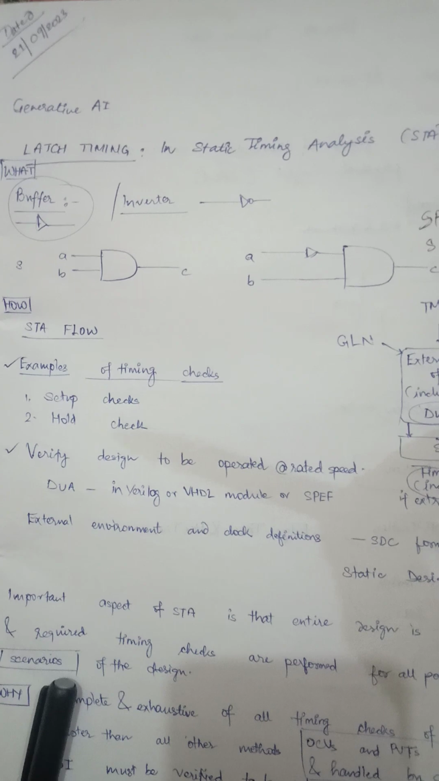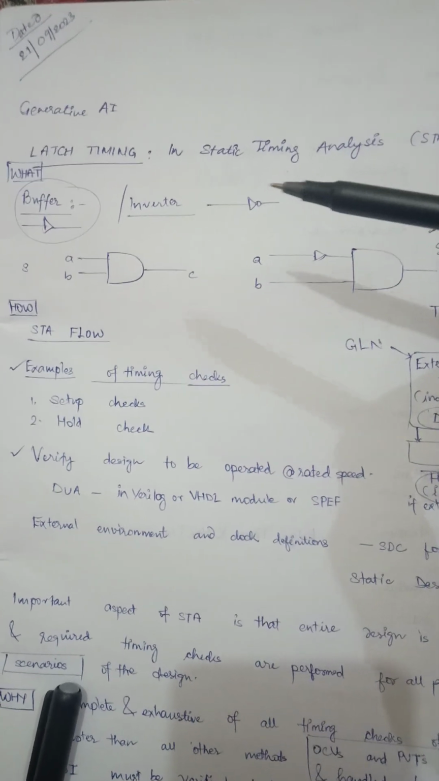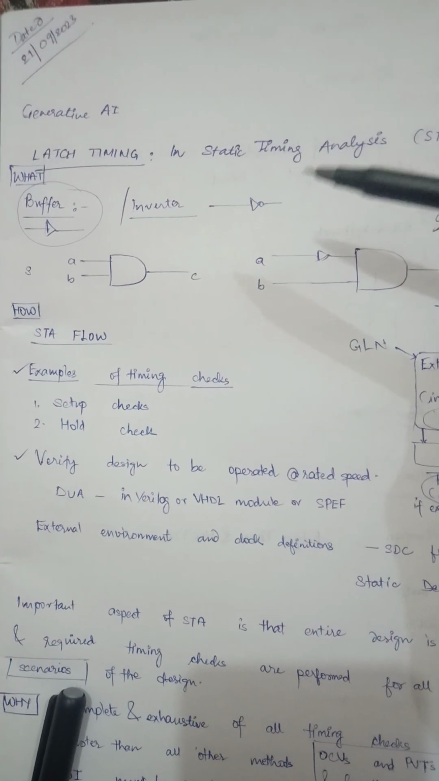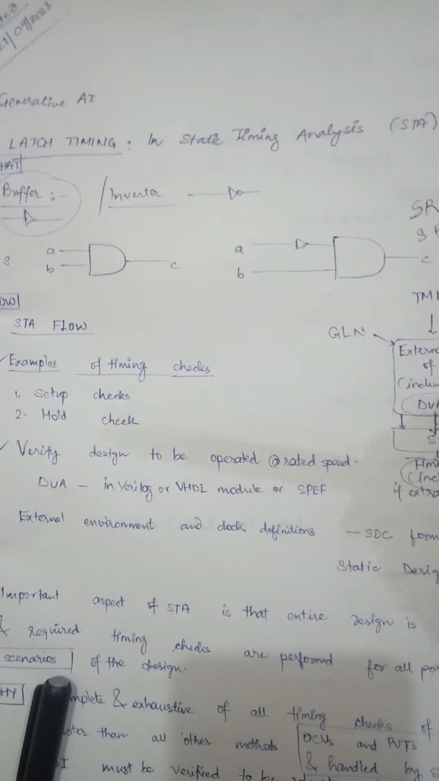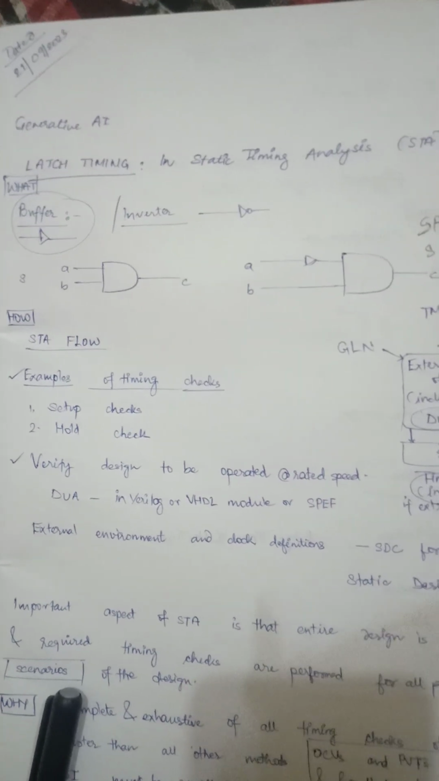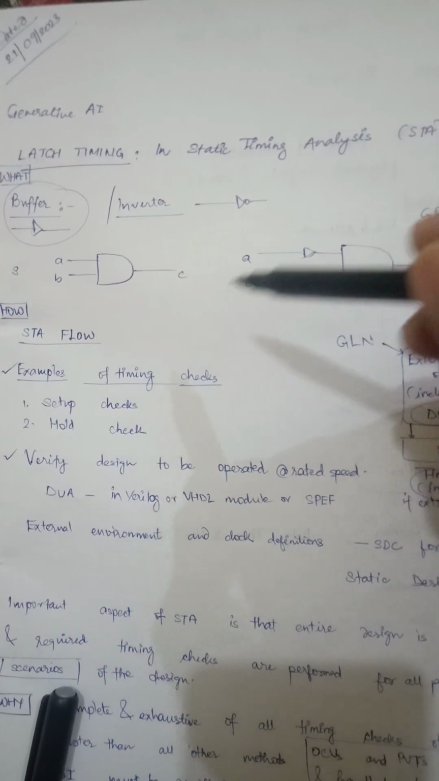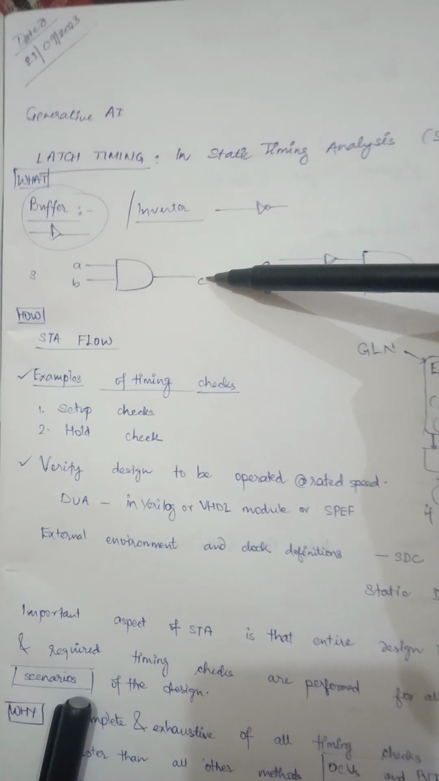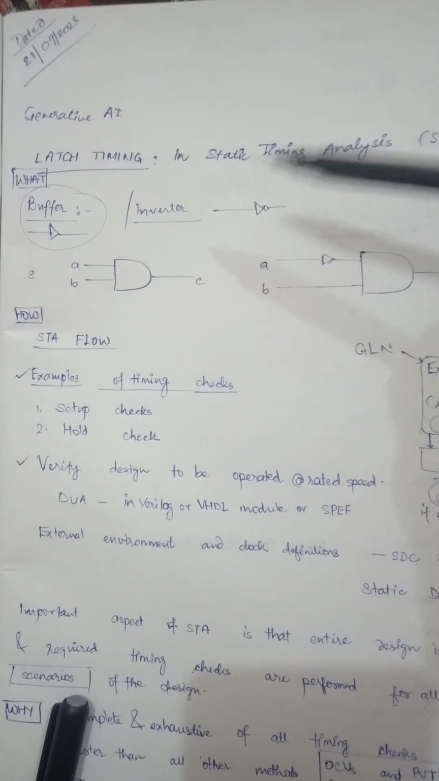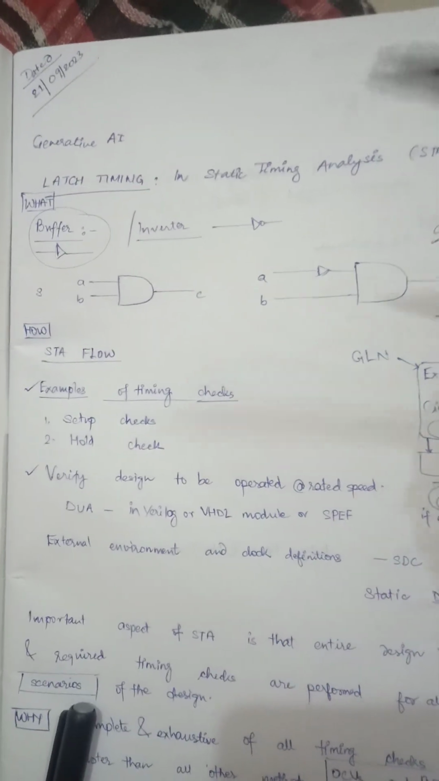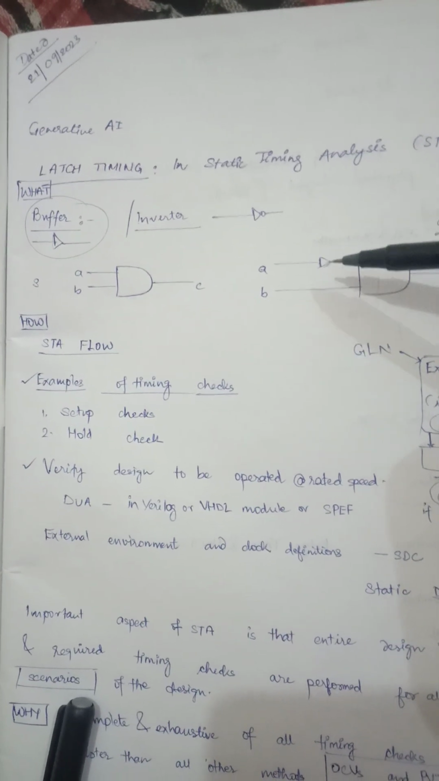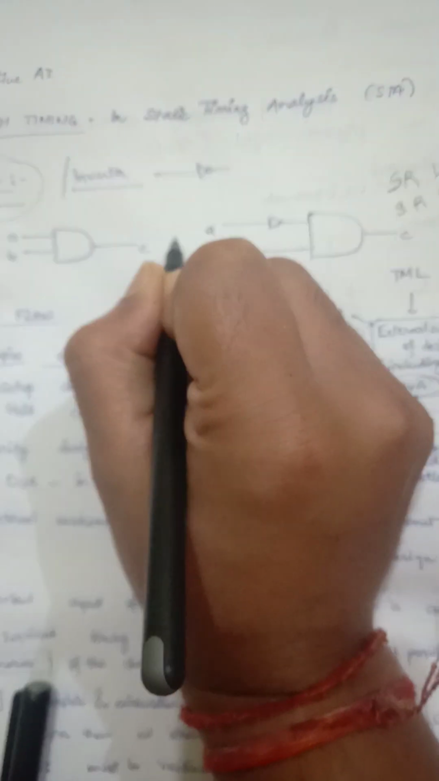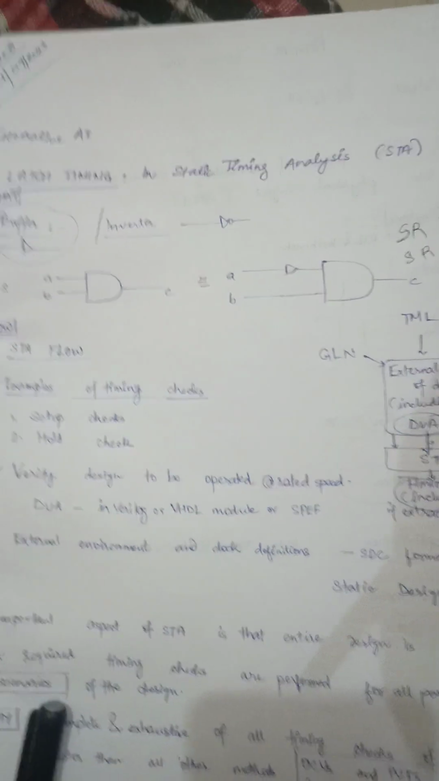Suppose we are taking a buffer or an inverter. In a buffer, the output is the same as the input, but in an inverter the output is the inverse of its input. When two inputs are given to an AND gate, the output will be produced as such. If the same is done with a buffer, it is also the same. So these both are equivalent to each other.